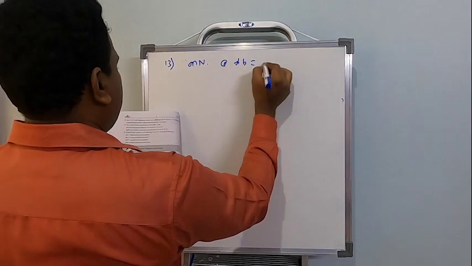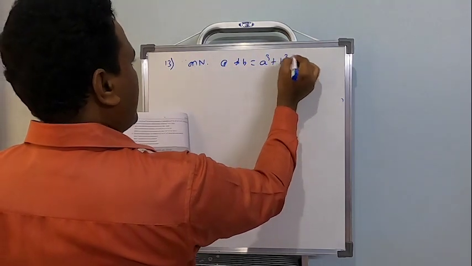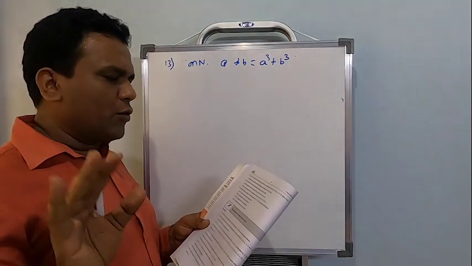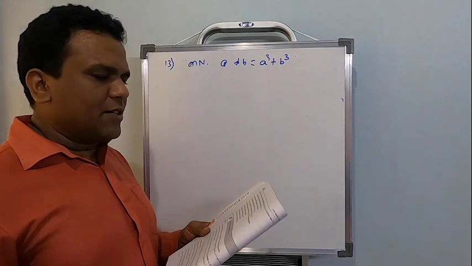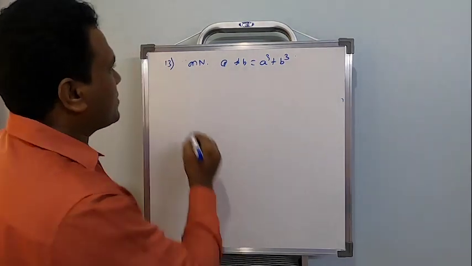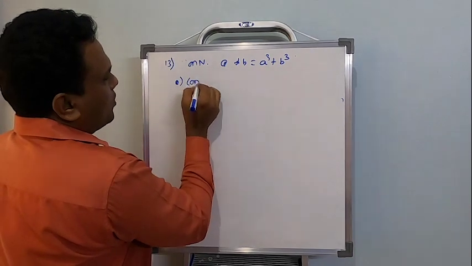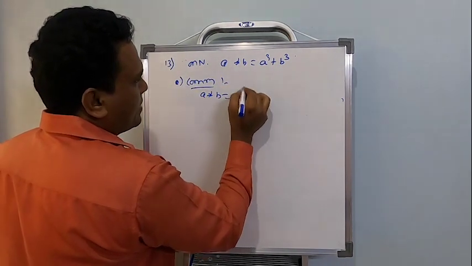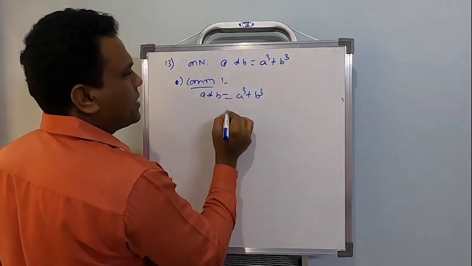a star b is defined as a cube plus b cube, right? All four options are there. In all the four options, we have to check whether it's going to be commutative or associative. So let us check both the properties. I'm going to check for commutative first. So a star b is written as a cube plus b cube.